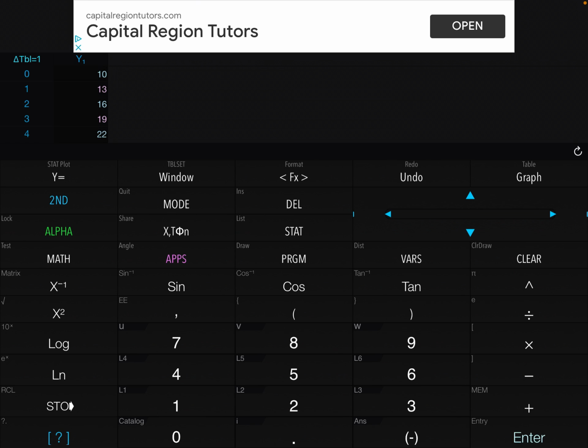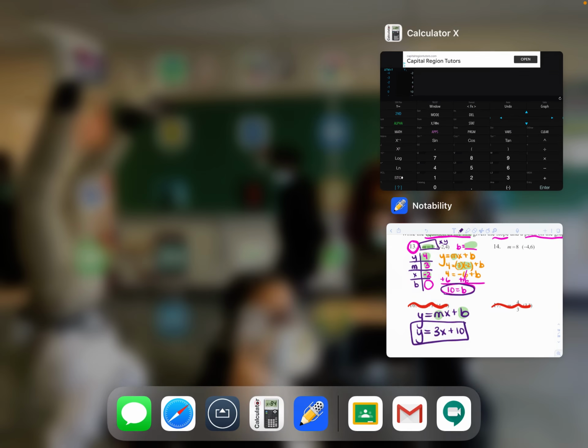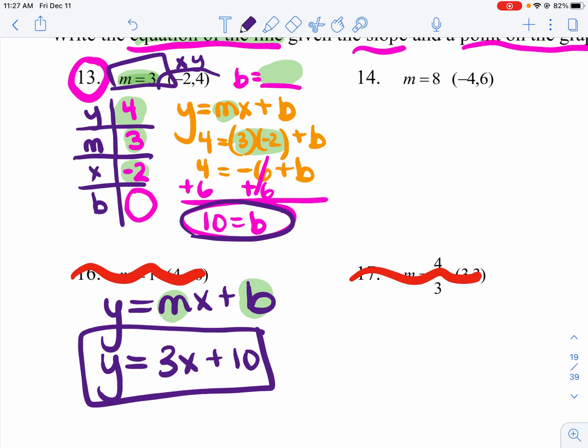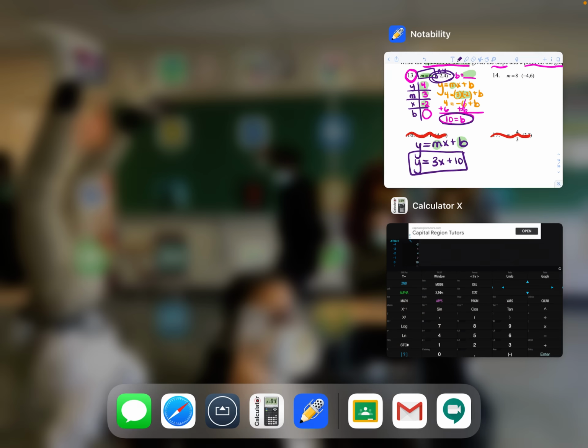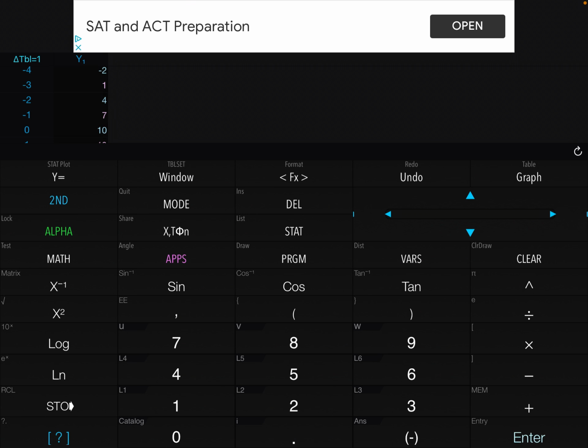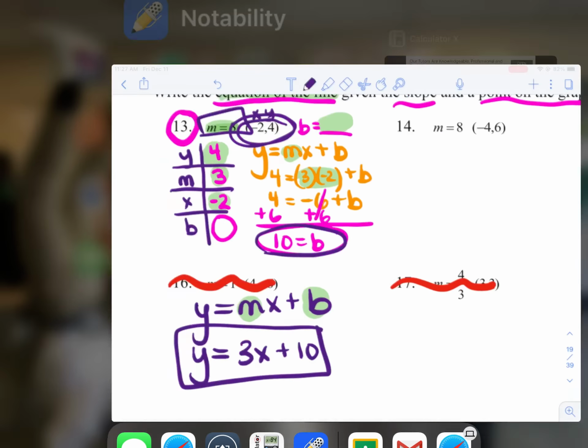Do I see a point that we were given on here? So if I look down, do you guys see here that we were given this point negative 2, 4? Is that on the graph? Negative 2, 4. It is. Woohoo! So we know we did a good job with our line.